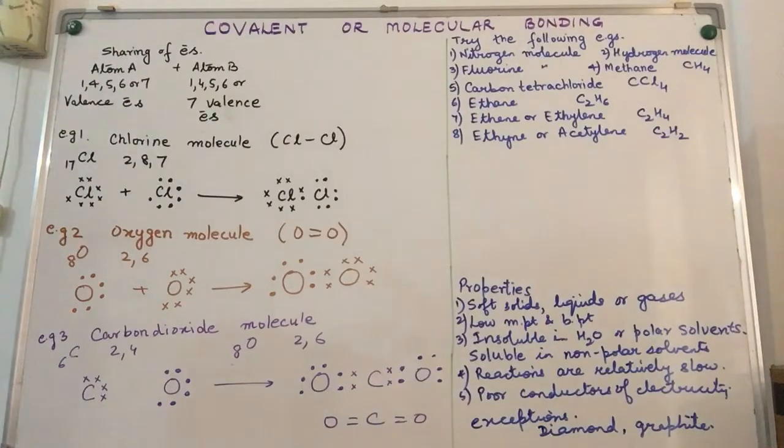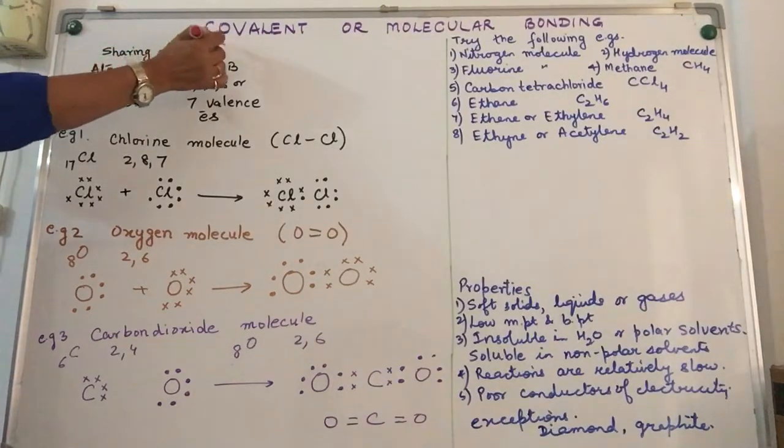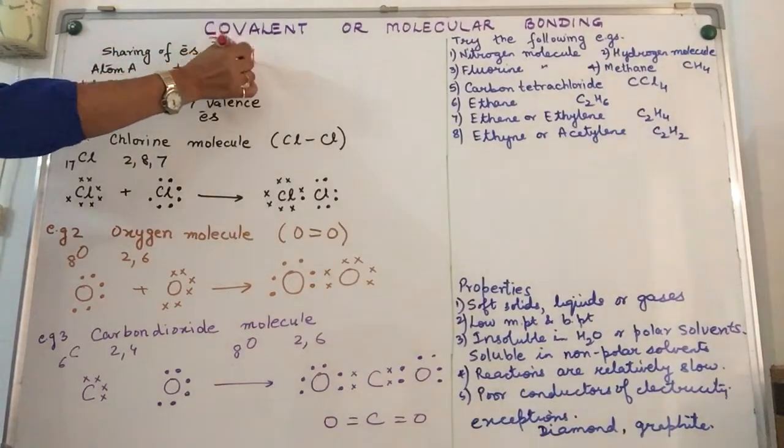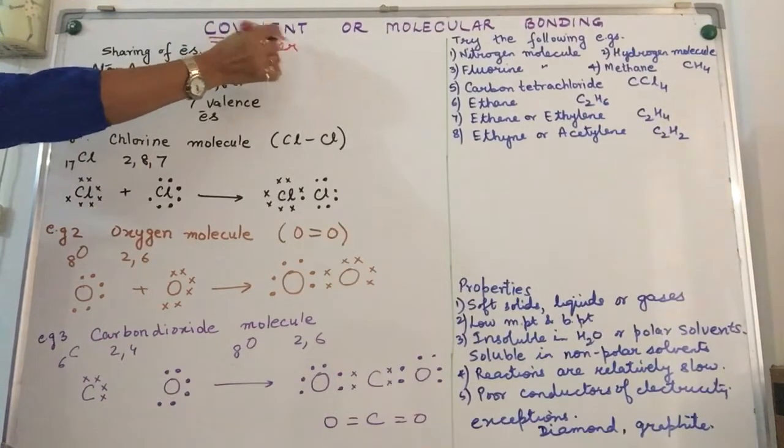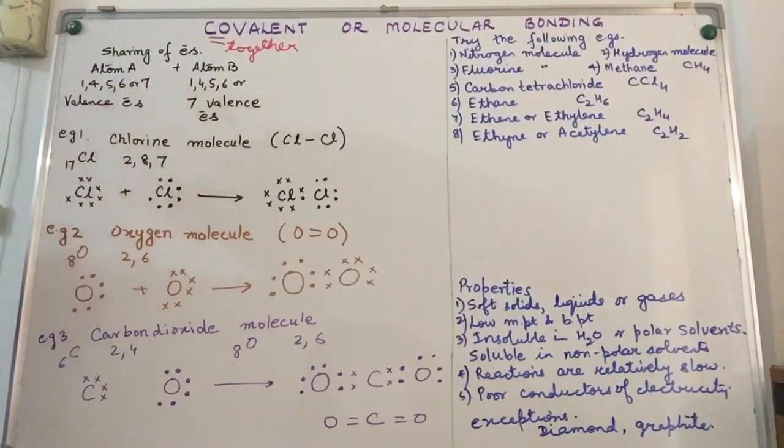Hello students, today we shall be talking about the second type of bonding called covalent or molecular bonding. A type of bonding which will give us molecules instead of ionic compounds. Co means together, existing together. Valent comes from the word valence electrons, that means the electrons present in the outermost shell of an atom.